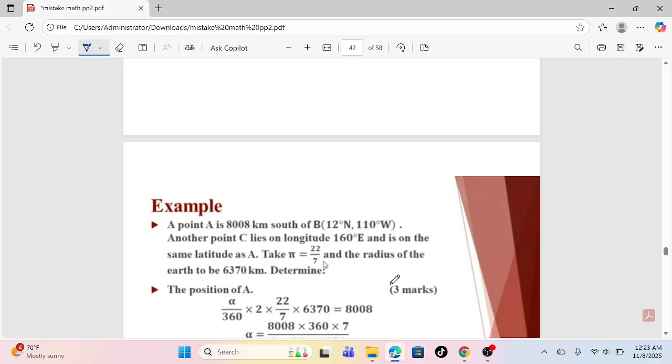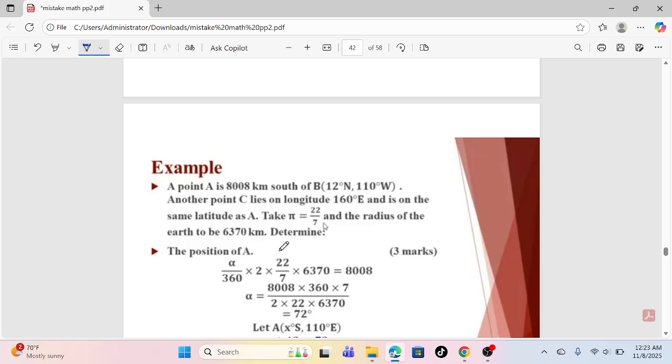For example, swali inakuuliza nini, determine the position of A. So unatumia hii formula. Hii formula siku hizi haitumiki, lakini this formula siku hizi ni kama haitumiki. So unajua alpha over 360 times 2 times 22 over 7 times R. So hizi formula siku hizi ni kama haitumiki. So you can overlook this formula for now.